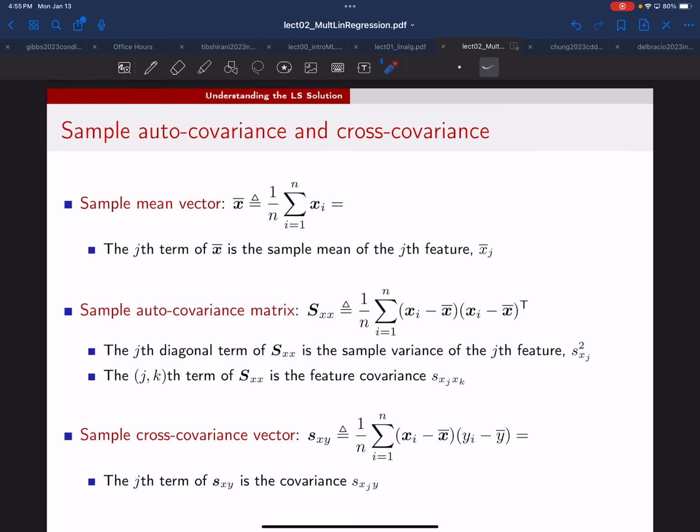So now, as you know, we're really dealing with vectors. Here we have the entire vector of different feature values for the ith example. We can look at the average across our data set of those vectors, and that gives us this boldface x bar. When you look inside that vector, you will find the scalar sample mean of the individual features.